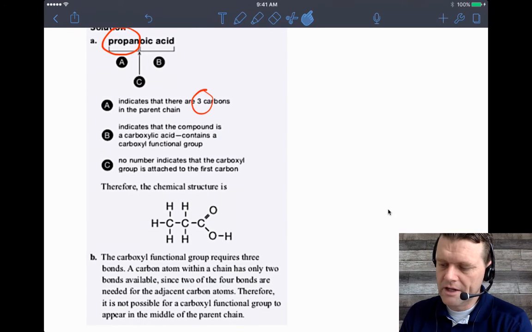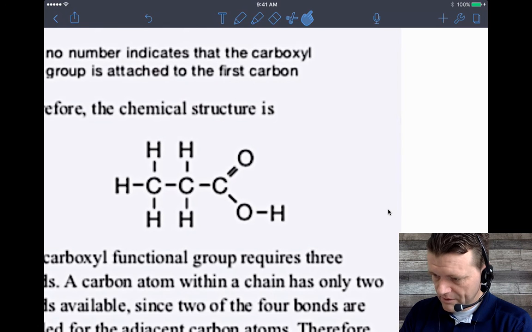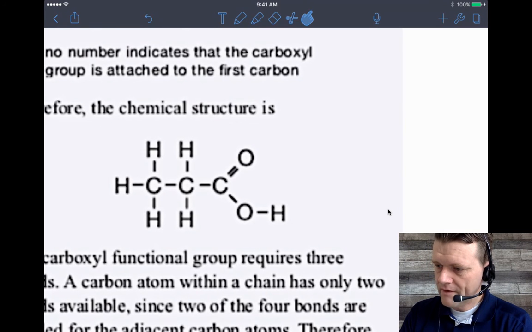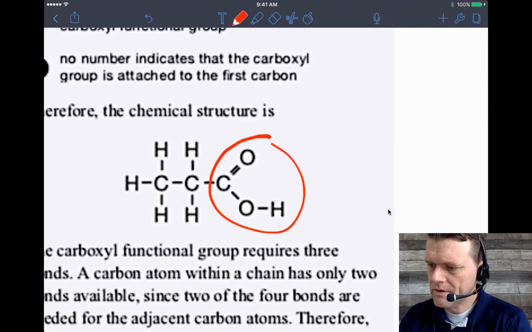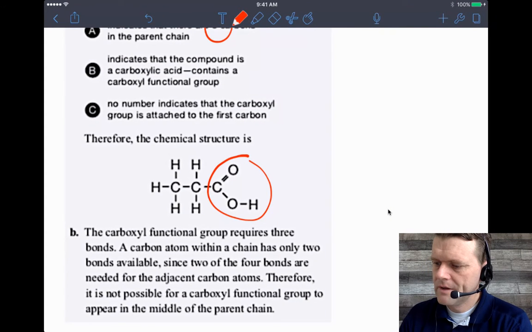Okay, so the structure would look like this. You see this here. There'd be 3 carbons, and then you have the whole carboxyl functional group, which is all of that. Okay, so really that's what you're looking for.